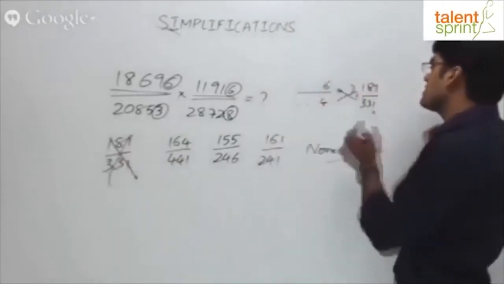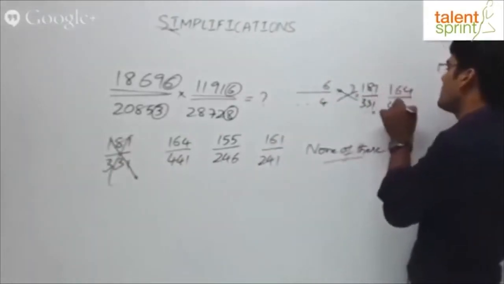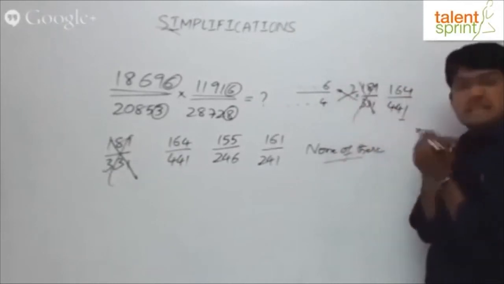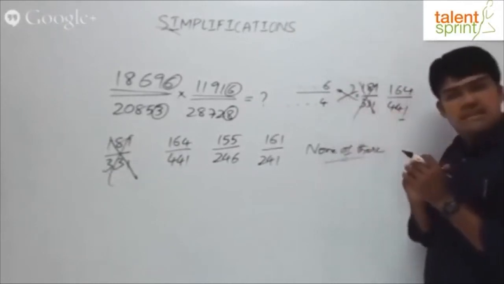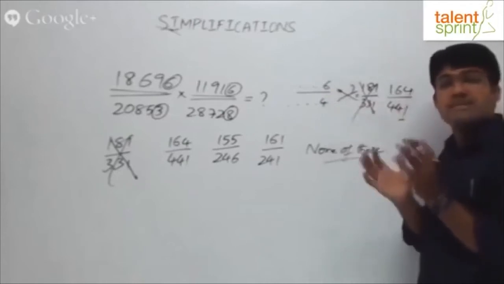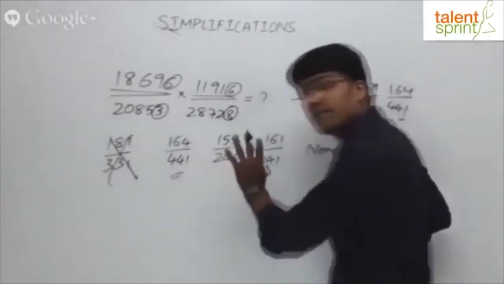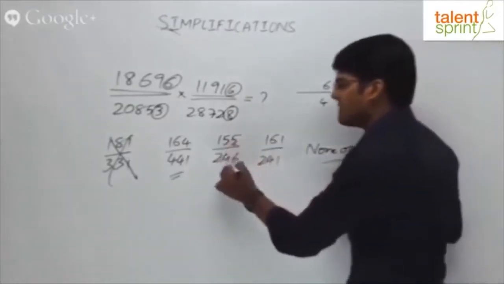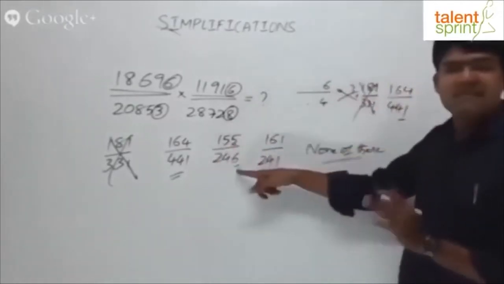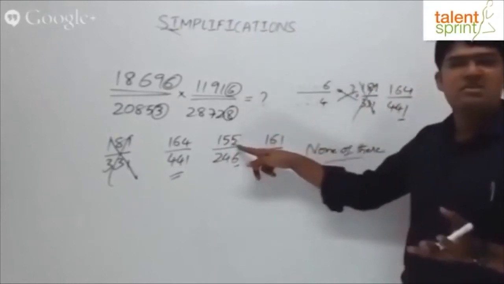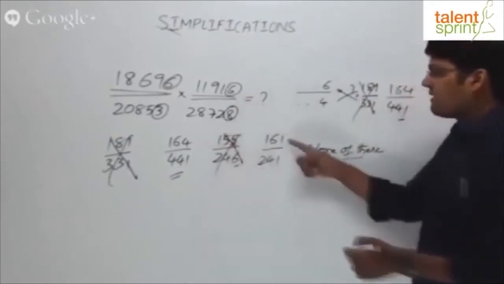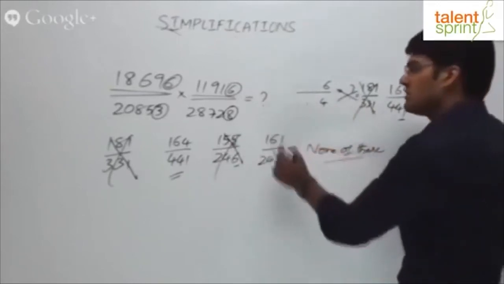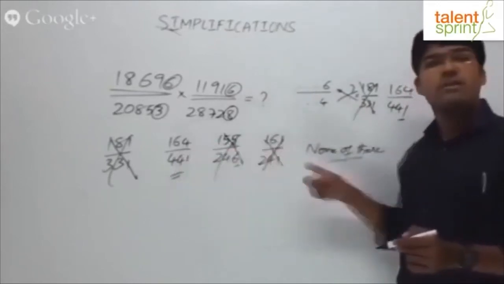Go for the next option, 164 by 441. This is ruled out. 6 into 1, 6. 4 into 4, 16 ends with 6. 6 and 6, possible. Maybe this is the right answer. Go for the next option, 5 by 6. Just look at this part. 6 into 6, 6. 4 into 5, 0, not possible. 6 into 1, 6. 4 into 1, 4, not possible. Either the answer has to be the second option or the fifth option.